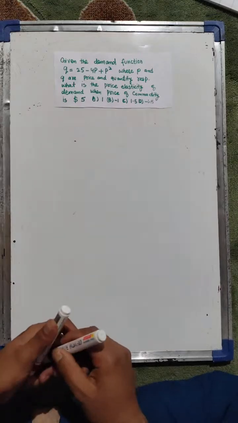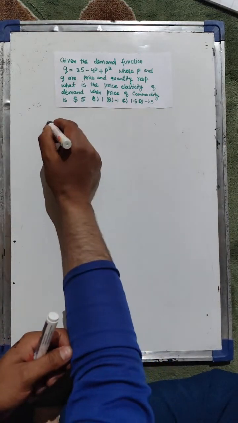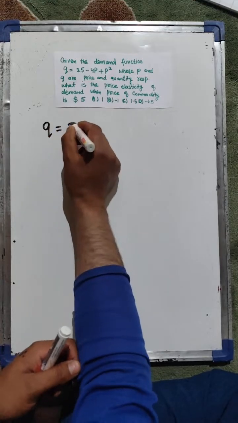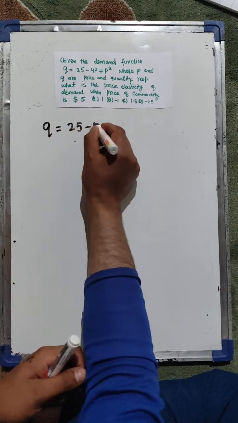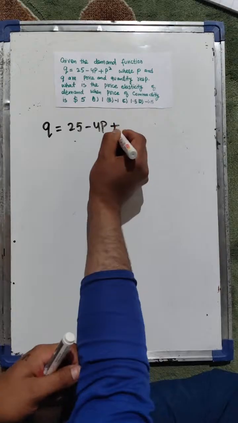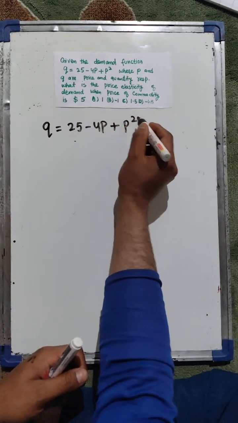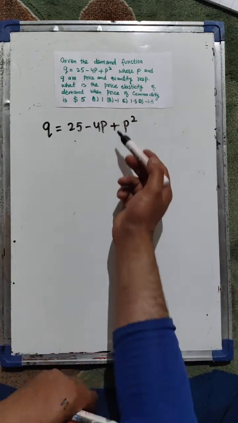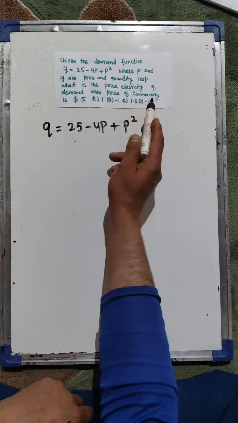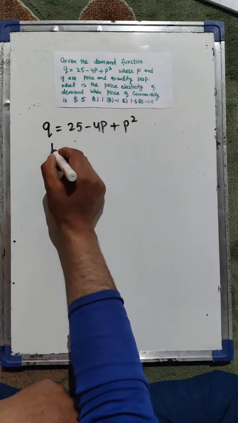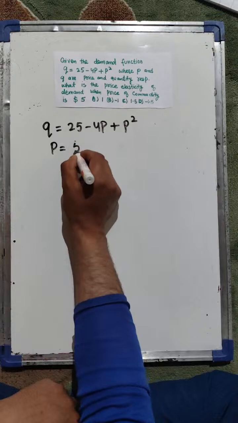So we have a demand function, that is Q is equal to 25 minus 4p plus p square. This is our demand function. We need to find out the price elasticity of demand when the price of the commodity is 5. P is equal to $5.